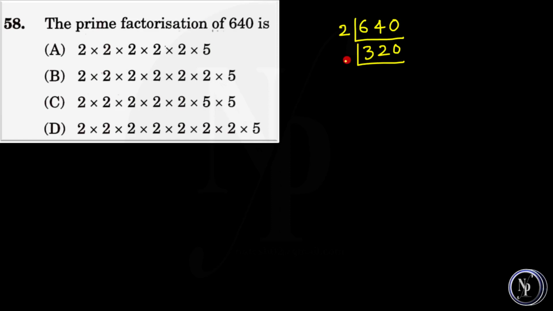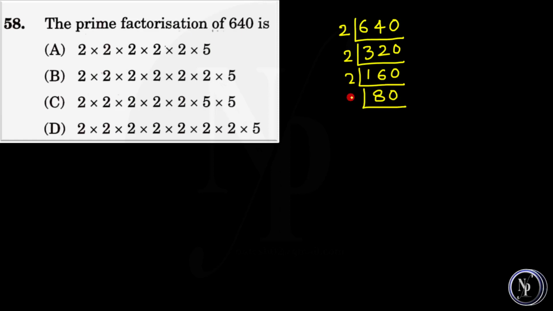Now dividing 320 by 2 again. 2 ones are 2, 1 is remaining here, so it becomes 12, 2 6s are 12, and 0 is brought down. Again dividing by 2, 2 8s are 16, 0 is brought down as it is. That means 2 times 80 is 160.